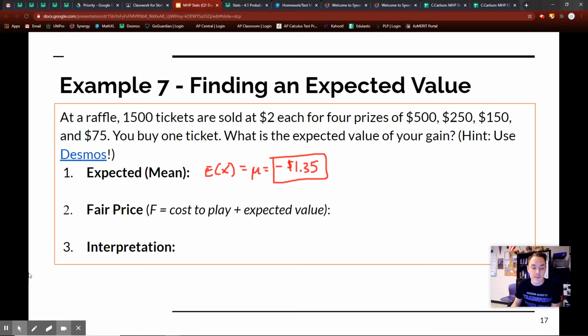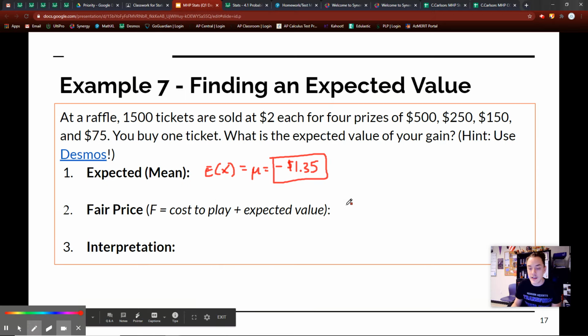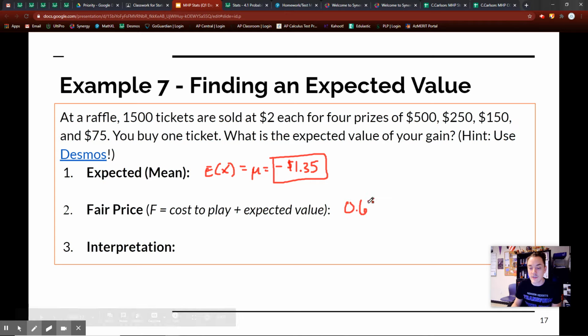So I'd go over here and I would just say it needs to be 0.65. Okay? All right? Actually, this is not correct. It should be this. It's still 65, but it should be $0.65, or 65 cents. Okay? 65 cents instead of $2.